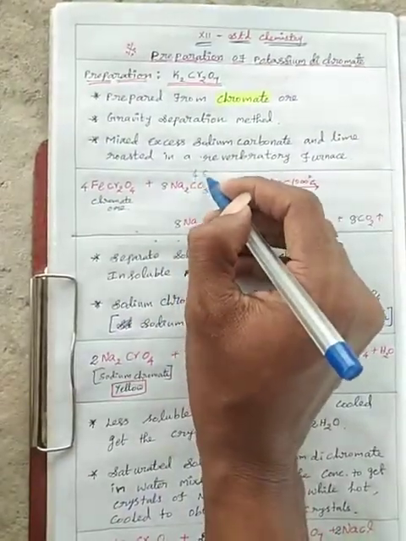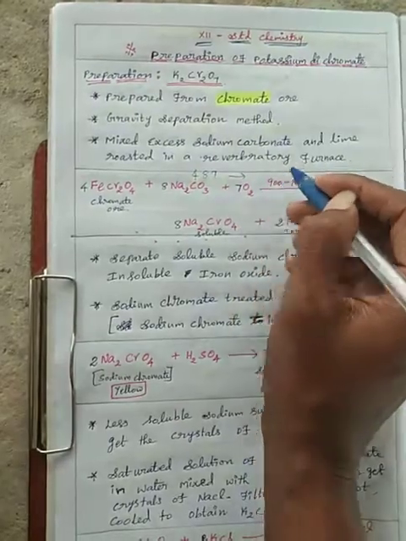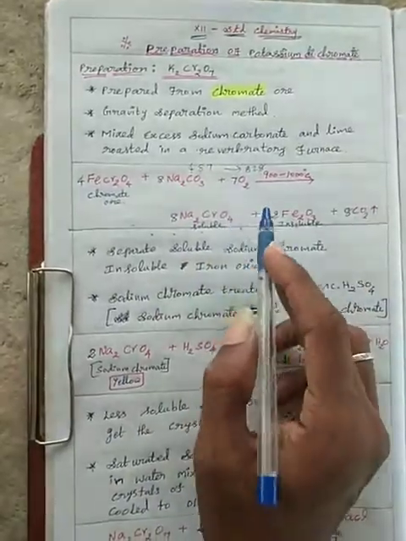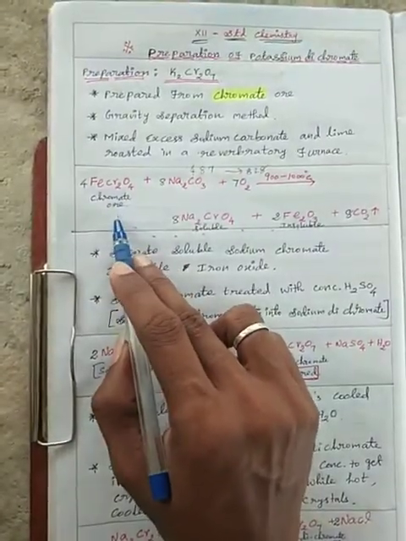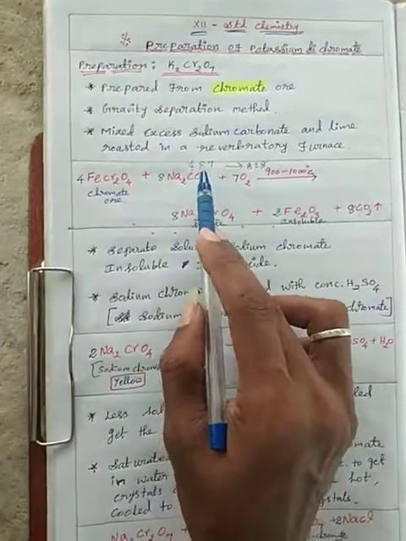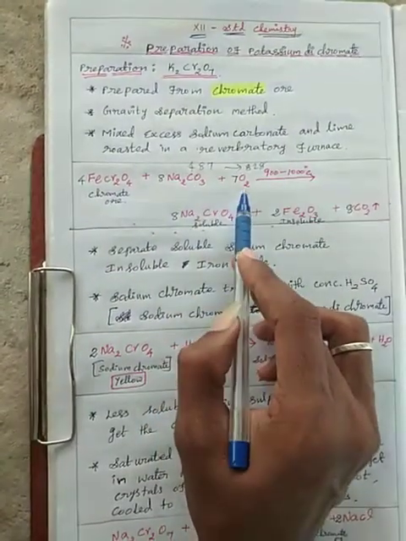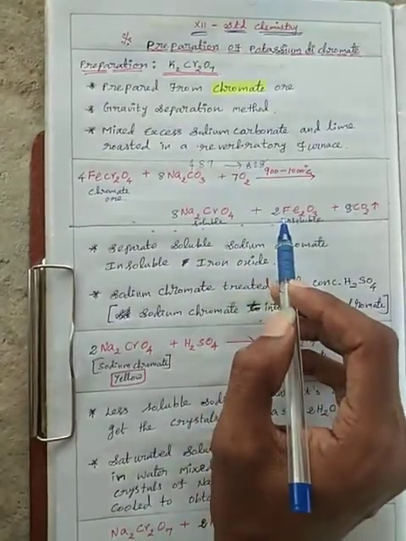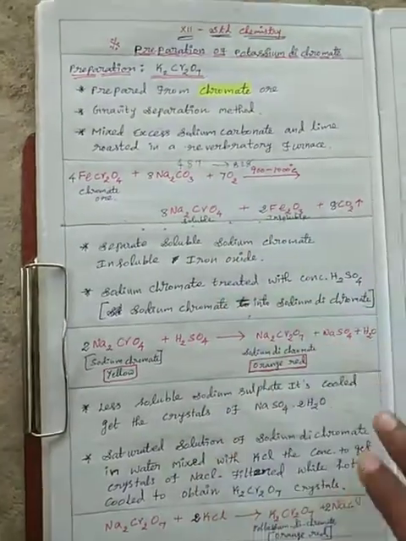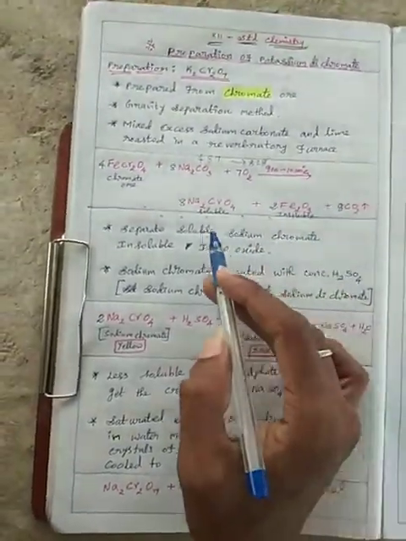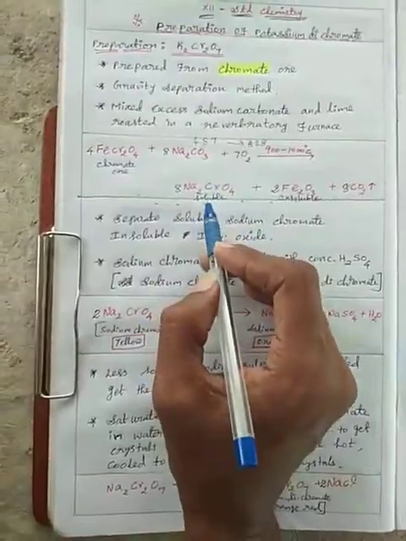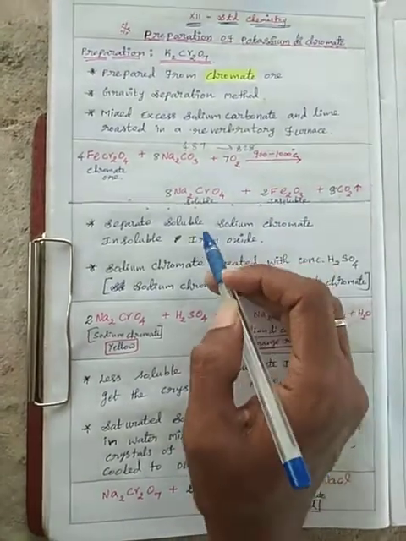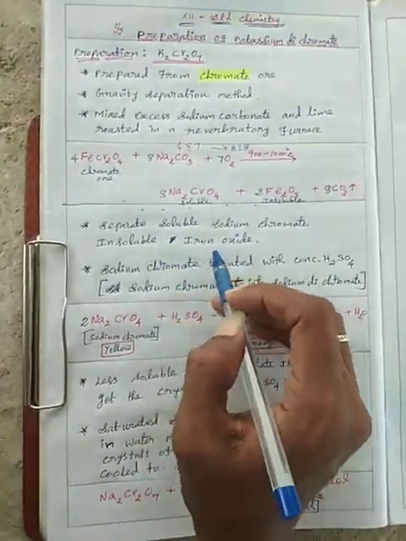An easy trick method: 4, 8, 7 on the LHS, 8, 2, 8 on the RHS. 4 moles of chromite ore, 8 sodium carbonate, 7 oxygen molecules give 8 sodium chromate, 2 iron oxide and 8 carbon dioxide, easily balanced. It gives two products, soluble sodium chromate and insoluble iron oxide. The insoluble iron oxide is removed from the sodium chromate.